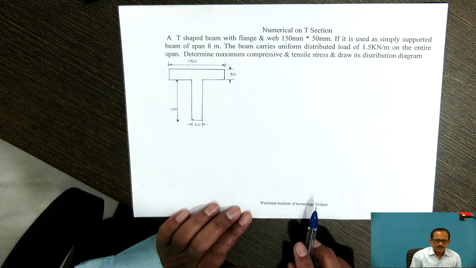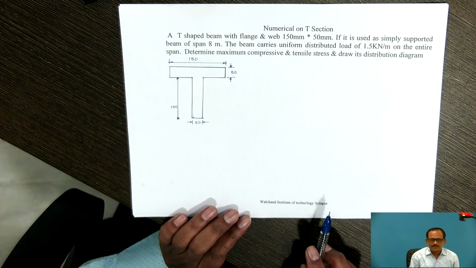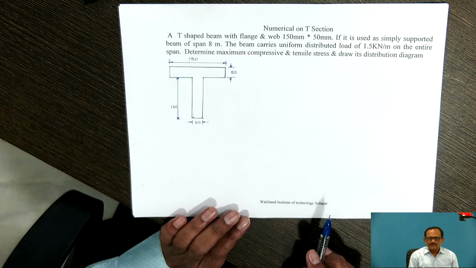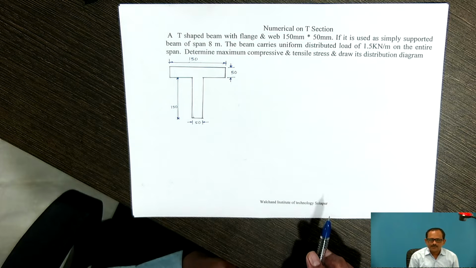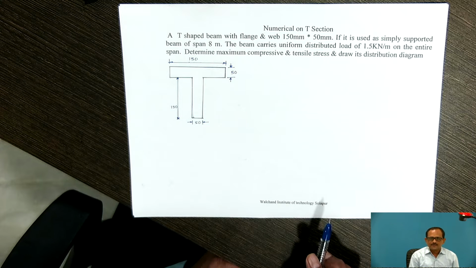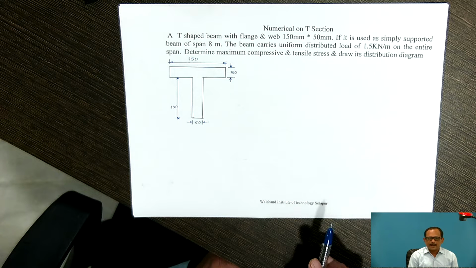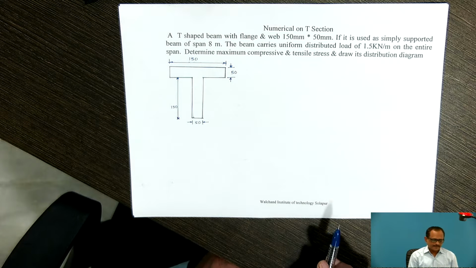A T-shaped beam with flange and web of 150 mm by 50 mm. If it is used as a simply supported beam of span 8 meter, the beam carries uniform distributed load of 1.5 kN per meter on the entire span. Determine maximum compressive and tensile stress and draw its distribution diagram.